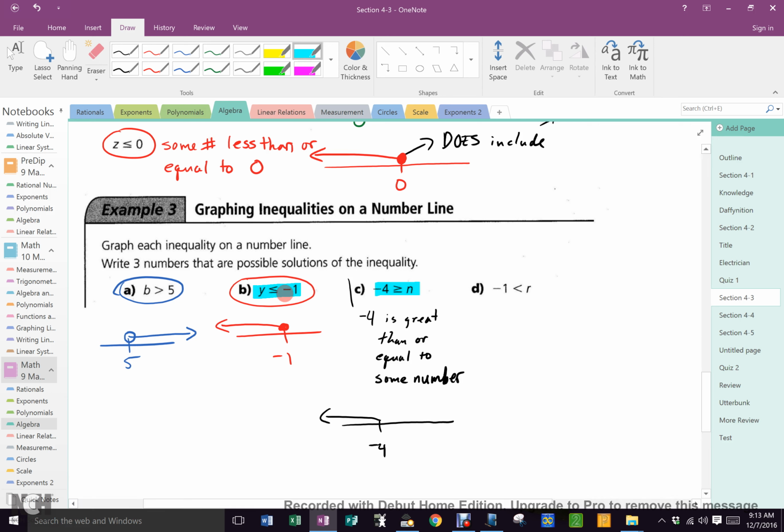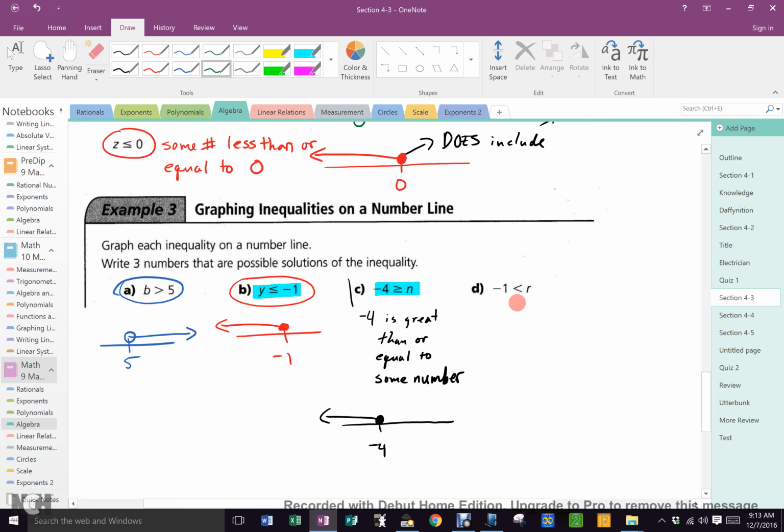You have to know what these say in English, right? Because once you read it in English, negative 4 is greater than the numbers, which means negative 4 must be a maximum, yes? So I have to go left. Now, what kind of dot do I put there? Open or closed? Equal to. So it is a closed dot, because negative 4 is allowed.